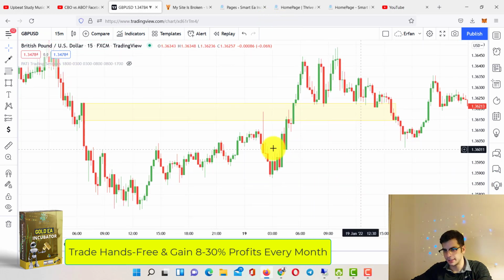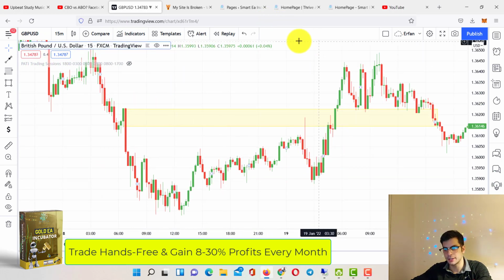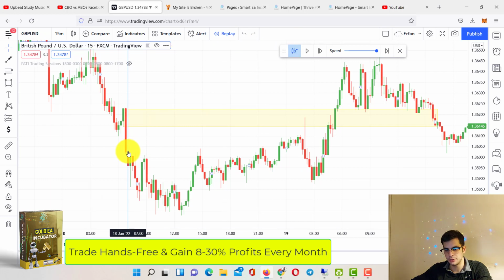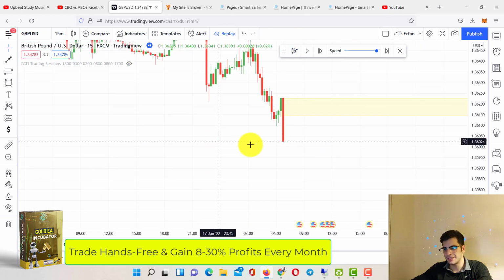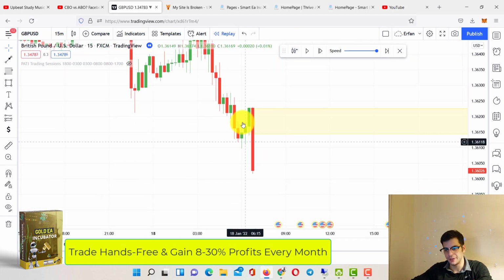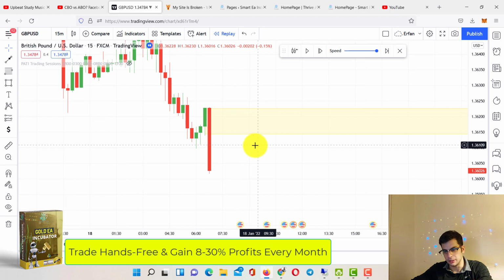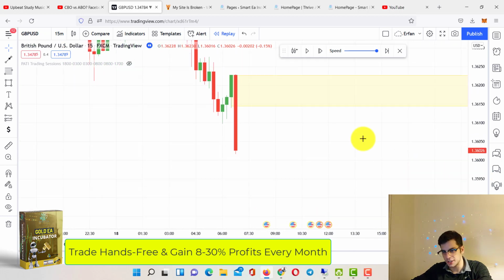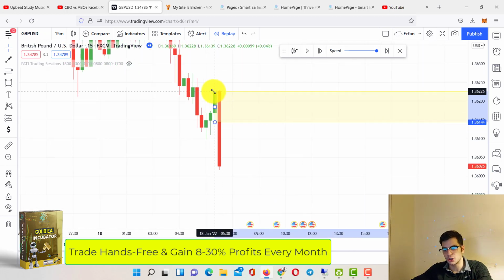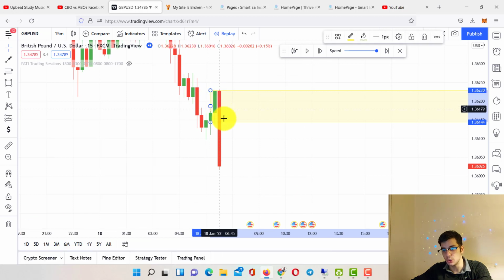Okay, the second example, the third example actually, is this one right here. Let's go to this section and see this beautiful bearish engulfing candle that dropped significantly and had a break of structure. All the liquidity is grabbed, everything is good. It's a very strong order block because we have a huge gap in between.